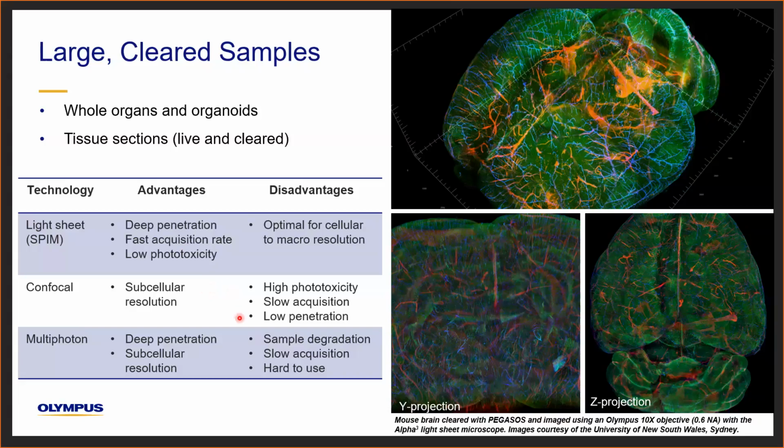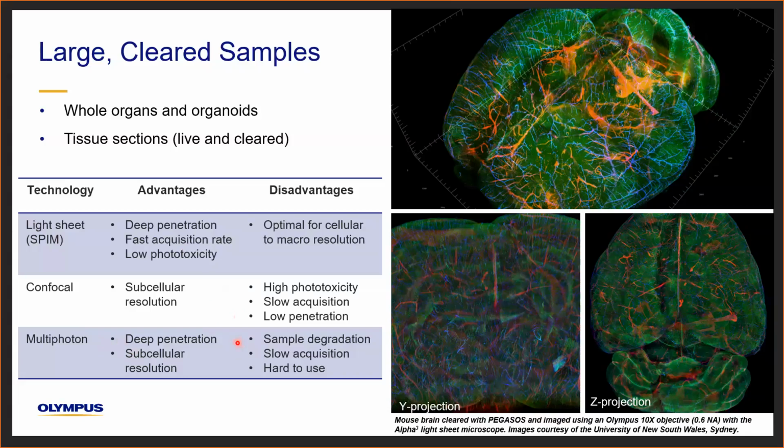Multiphoton, on the other hand, will provide deep penetration and subcellular resolution to a certain extent, although it will take much longer. So really, if you want to image large samples, your best bets are light sheet or multiphoton systems, although light sheet will give you much faster outputs compared to multiphoton systems.